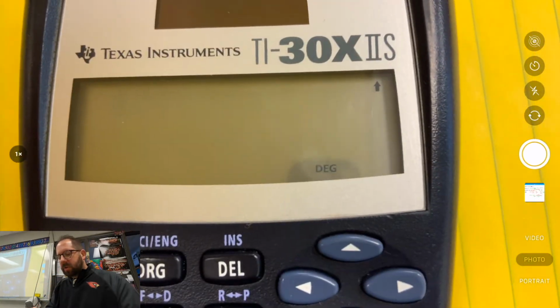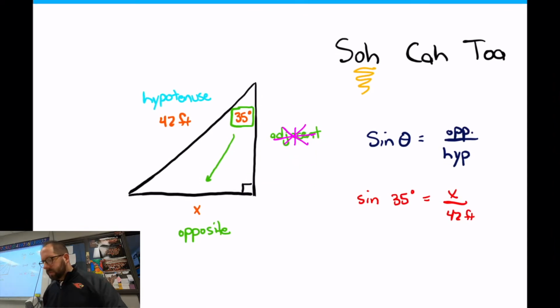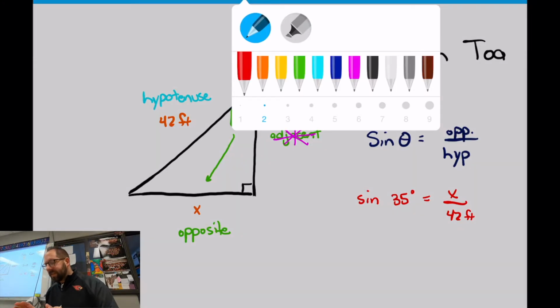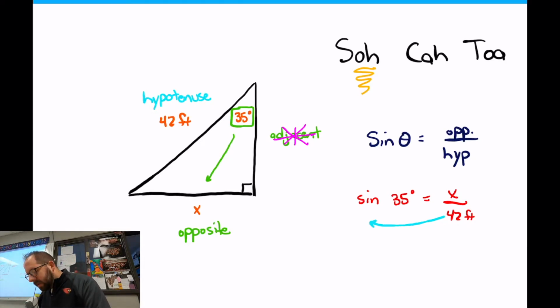All right, so let's go back and check out our problem here. To solve this, since the x is on the top of your fraction and I want to get the x by itself, this is what you do when the x is on the top. You multiply this number across, because that's the inverse operation. That's how you solve for x, to get the x by itself. You multiply the 42 across, and you're going to multiply it by the sine of 35.